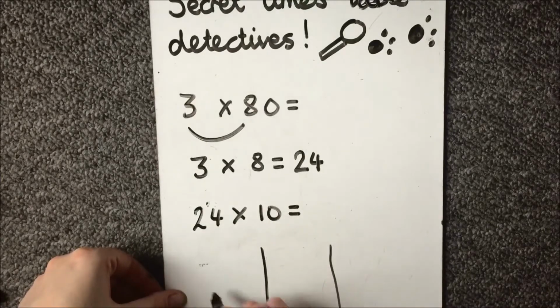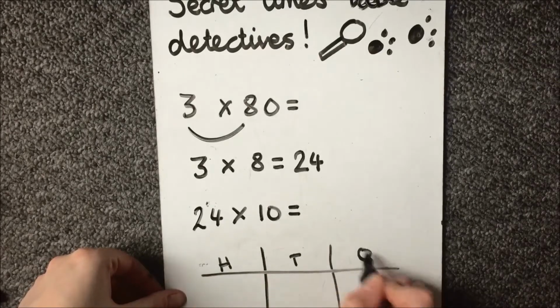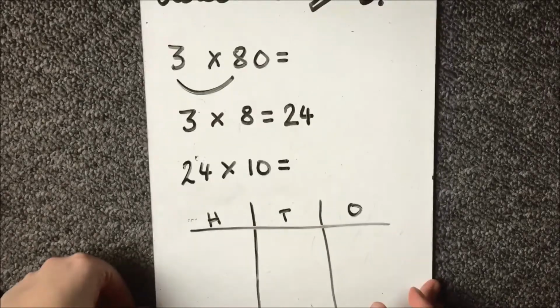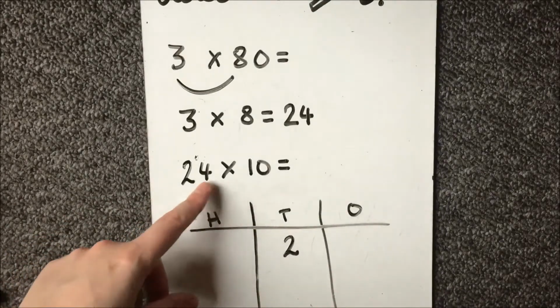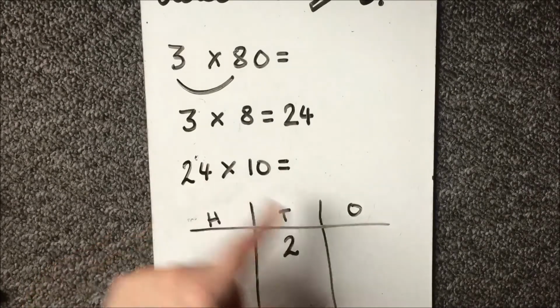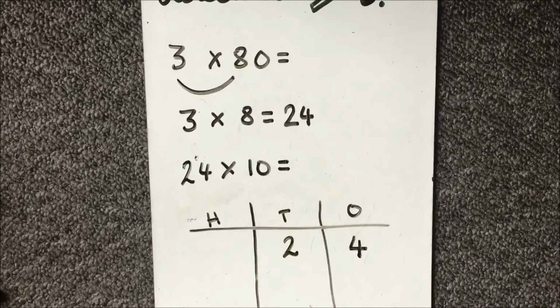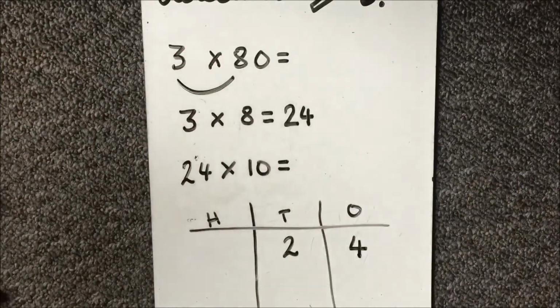Yesterday we used our place value chart to help us. Hundreds, tens, ones. Where would we write 24 on here? Where would we put our 2 tens? That's right, in the tens column. What about our 4? Point to it on the screen. It would go in our ones column. When we times by 10, everything gets 10 times bigger, so it all moves across.